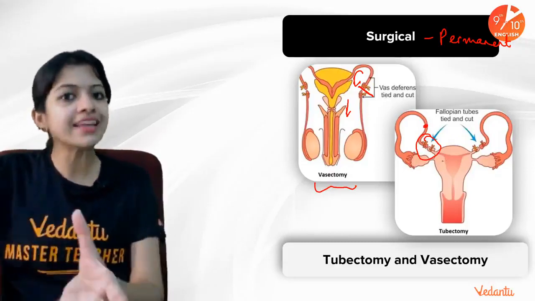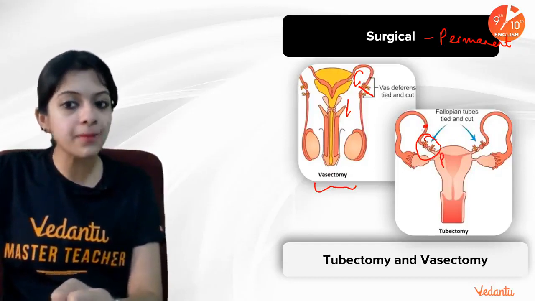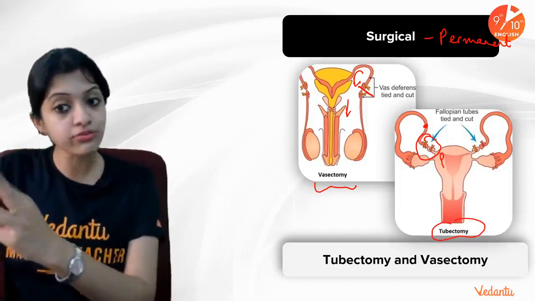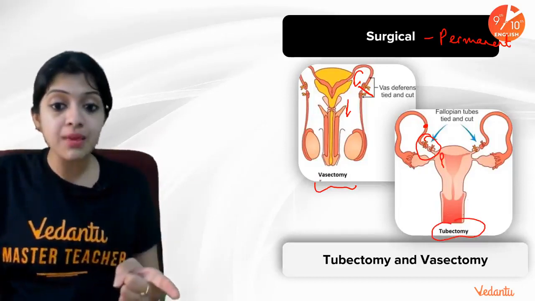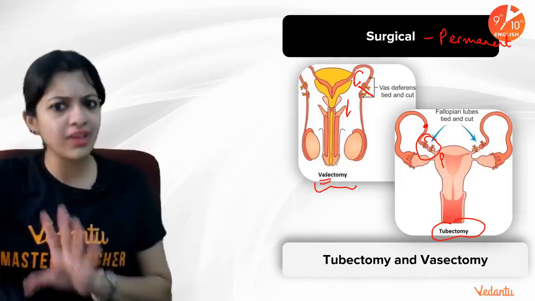Okay, or rather, it can prevent fertilization and entry of the sperm into the fallopian tube. We call that tubectomy because it is incision of the fallopian tube. Vasectomy because it's incision of the vas deferens. Okay, remember this difference, children, very important.